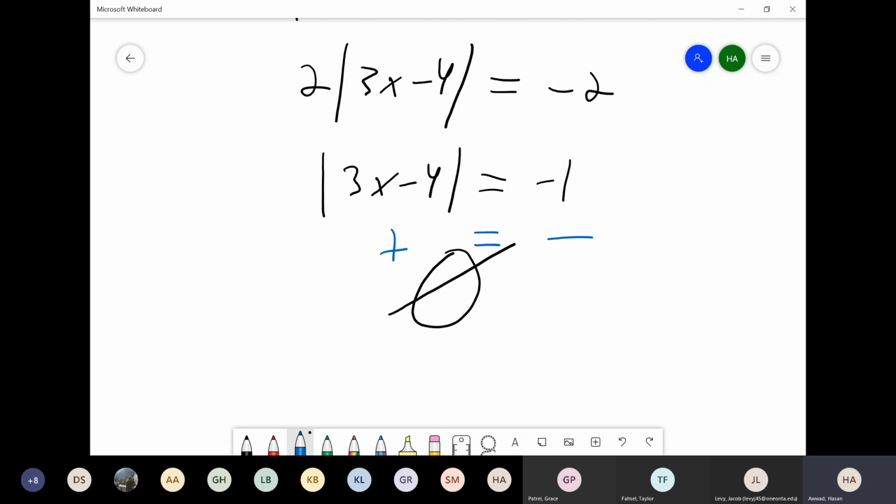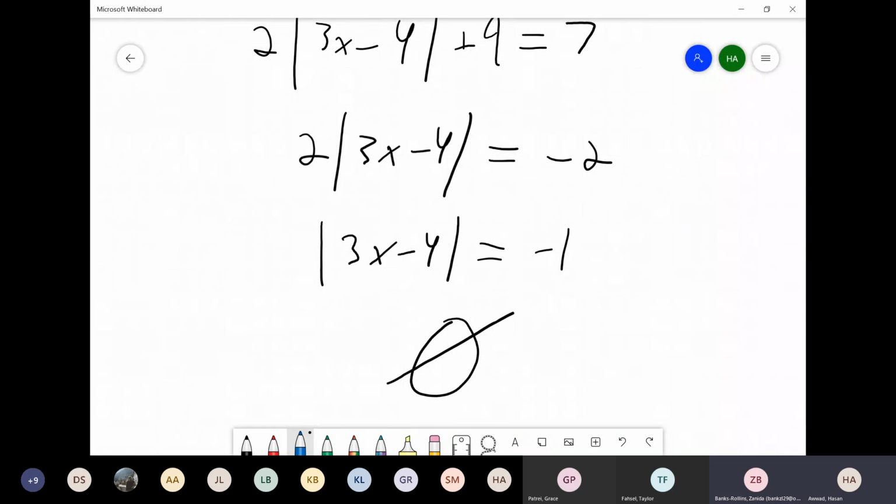Yes, Zenaida. Did you subtract the 2 from the left and from the right? I divided by the 2, so it's 2 times the absolute value of 3x minus 4. So we started with a -2 on the right, we divided both sides by 2, and we had a -1 on the right. Okay, but thank you. Yep. Any other questions regarding this?